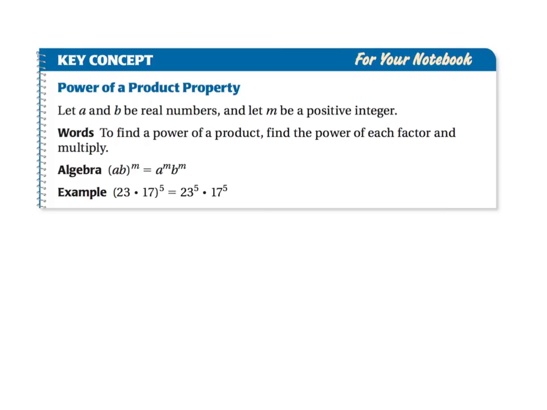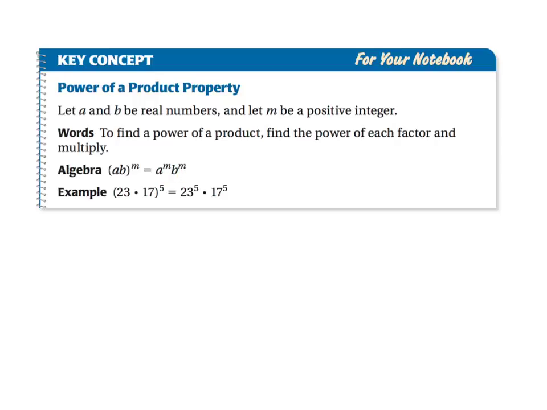And now our next property is the power of a product property. It says, let a and b be real numbers and let m be a positive integer. So in words, to find a power of a product, remember product means to multiply. So if you look down here, we have a times b. So a power of that product, so a times b raised to the m power, find the power of each factor and multiply. So if I have a times b raised to the m power, I'm just going to take a to the m power and b to the m power.